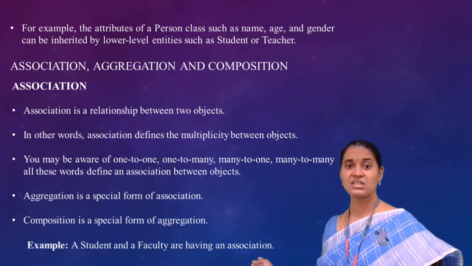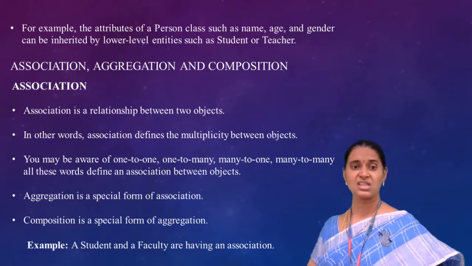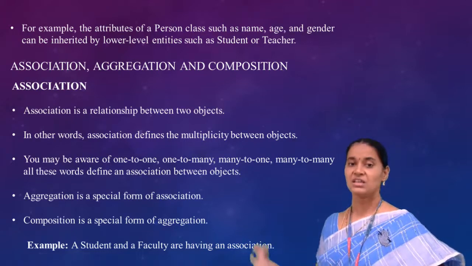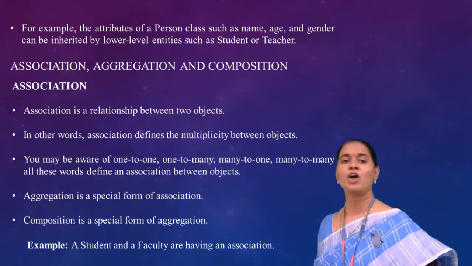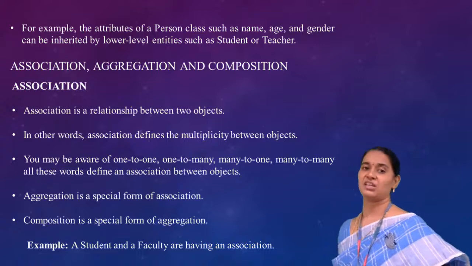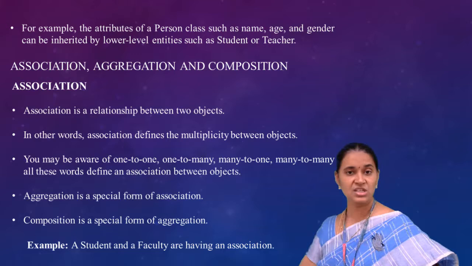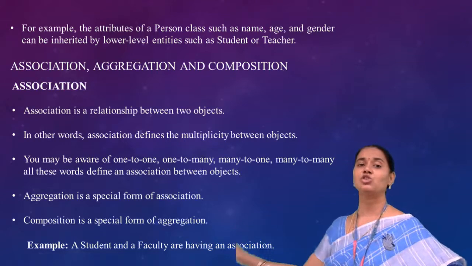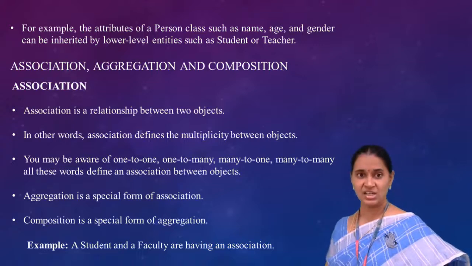This association has one special feature which is called aggregation. Aggregation is a special form of association. Also, composition is a special form of aggregation. So for association, there are two things to be known: aggregation and composition. What are aggregation and composition?